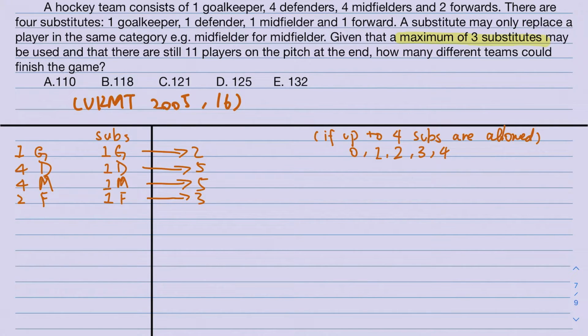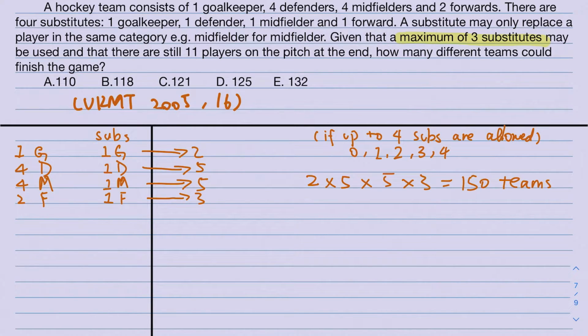We don't really care how many substitutes we're allowed to take. So by doing this, we have 2 possible choices for goalkeepers, 5 possible choices for defenders, 5 possible choices for midfielders, and 3 possible choices for forwards. And that gives us a total of 150 teams. So there are 150 different teams that we could put together if up to 4 subs are allowed.